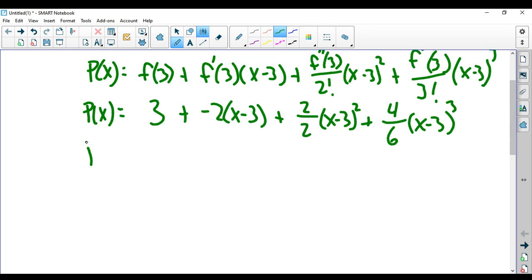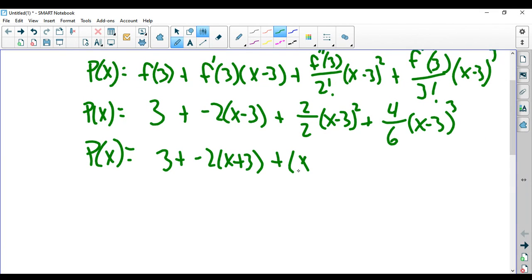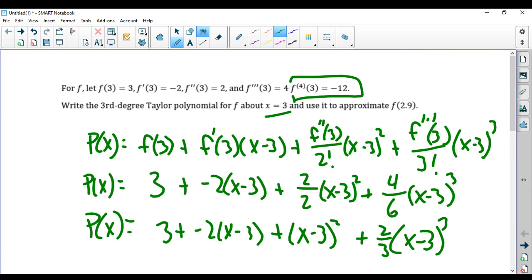So here's our Taylor polynomial: 3 plus negative 2 times x minus 3, plus 1 times x minus 3 squared, plus 2/3 times x minus 3 to the third. So we've just answered the first question.